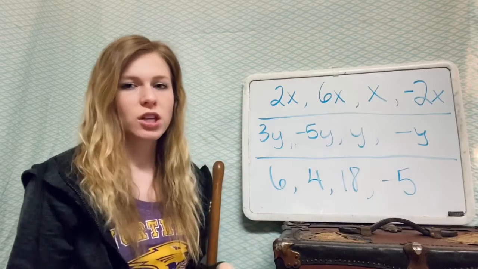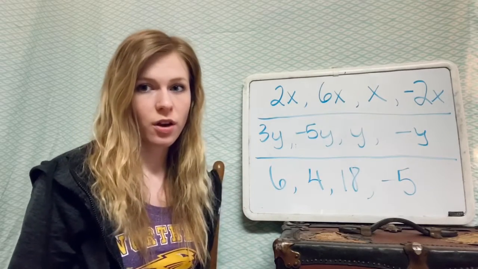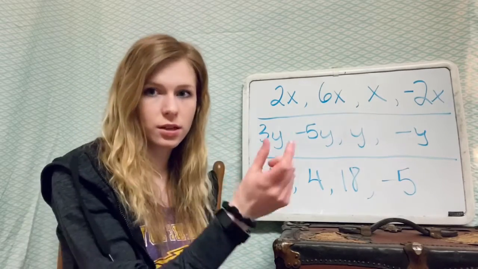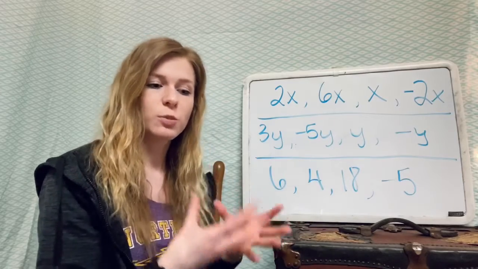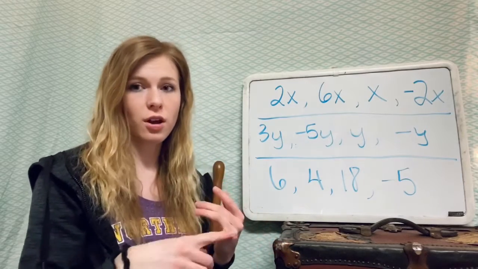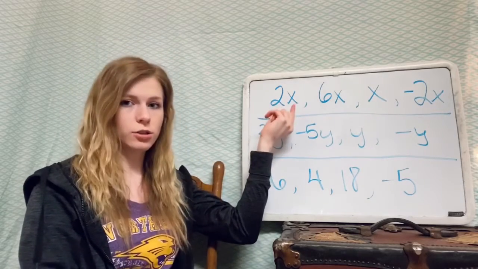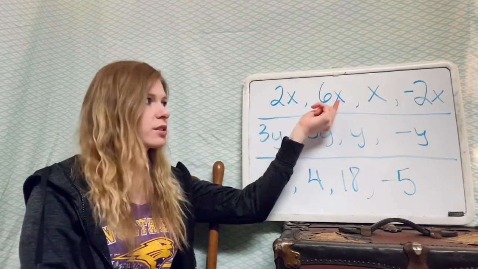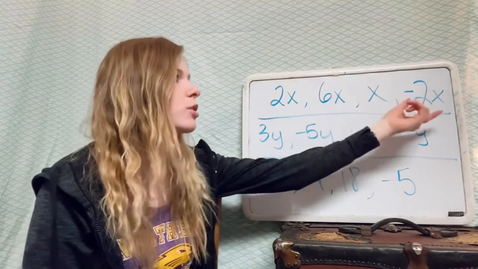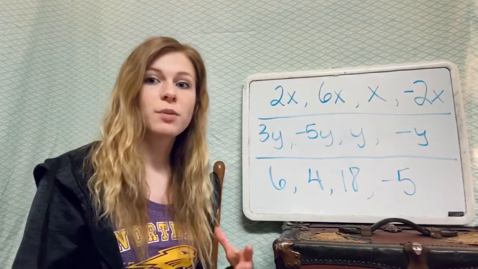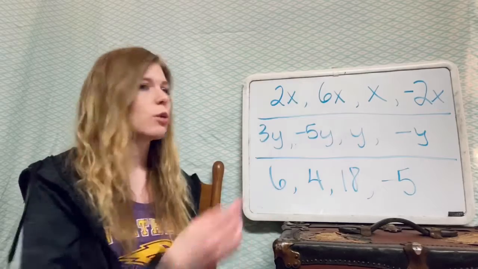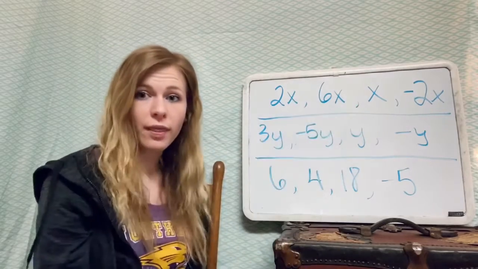So the first thing I need you to understand is what is a term? A term is all the pieces in an expression that have either a number, a variable, or a number and a variable. So 2x is a term, 6x is a term, x is a term, negative 2x is a term. And to make these terms into an expression, you would add operations in between them.